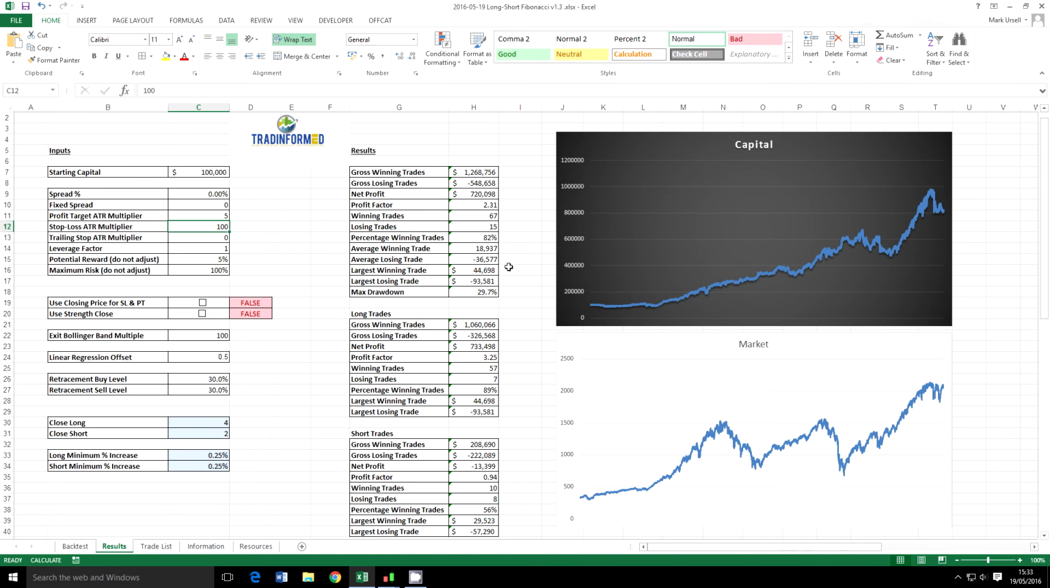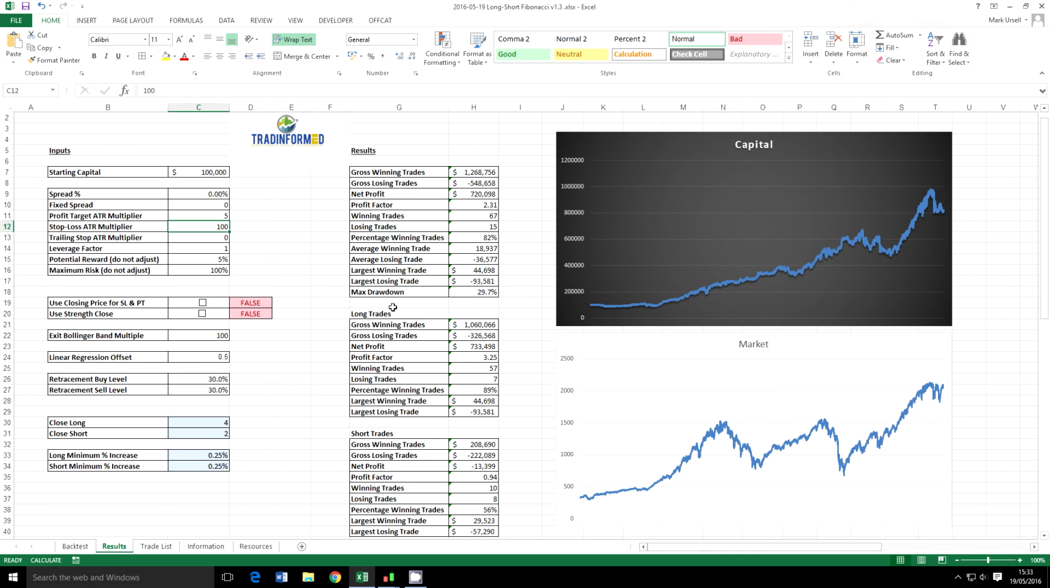A couple of things also come to my mind here. We've got our average winning trade around 18, 19, our average losing trade just around 36, 37. So this isn't particularly favourable. It's not always what we want to see, but of course it's being compensated for by our high percentage of winning trades. If we look at our largest winning and largest losing trade, again we see a similar thing. Finally, the maximum drawdown has increased slightly.